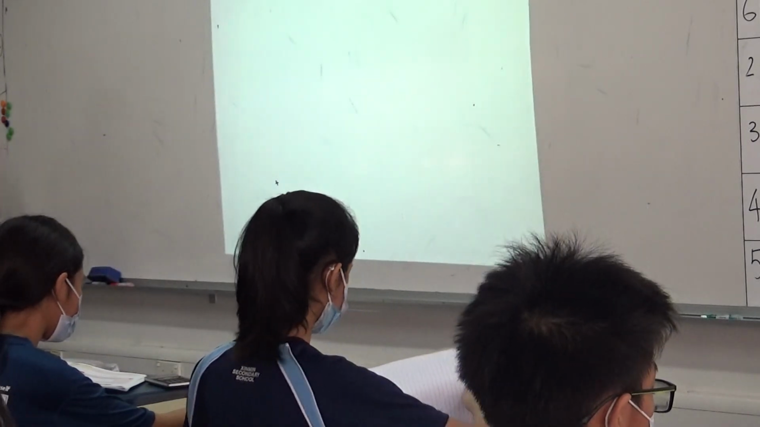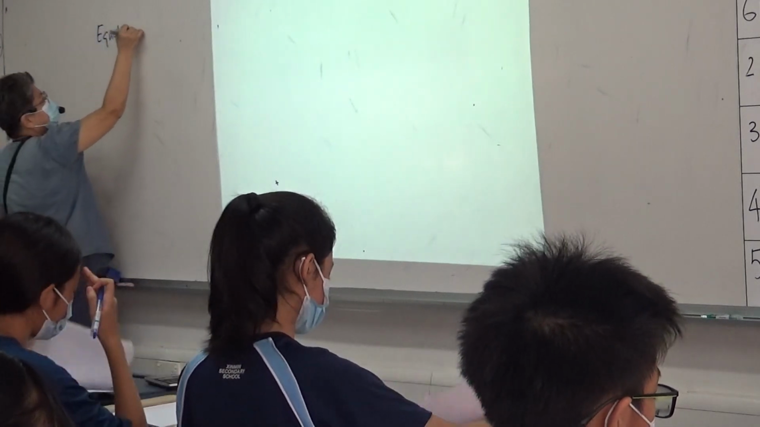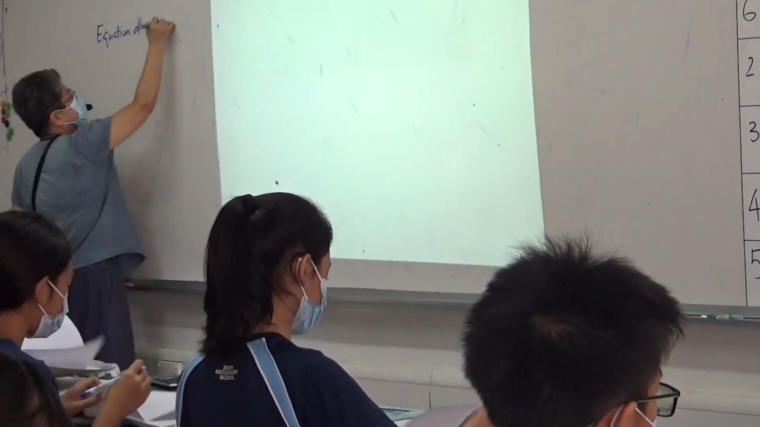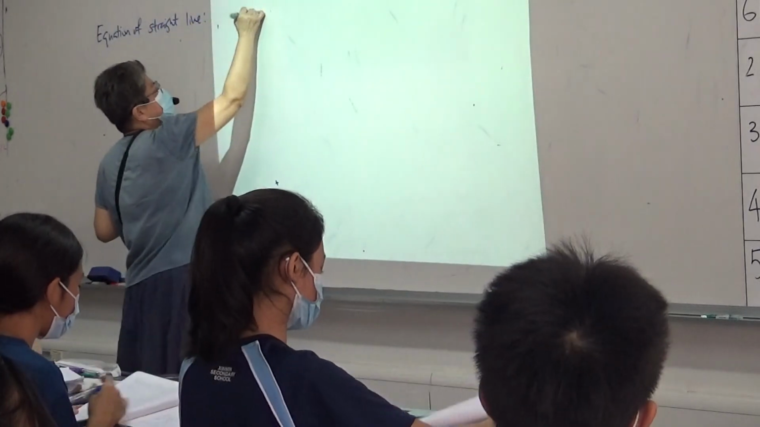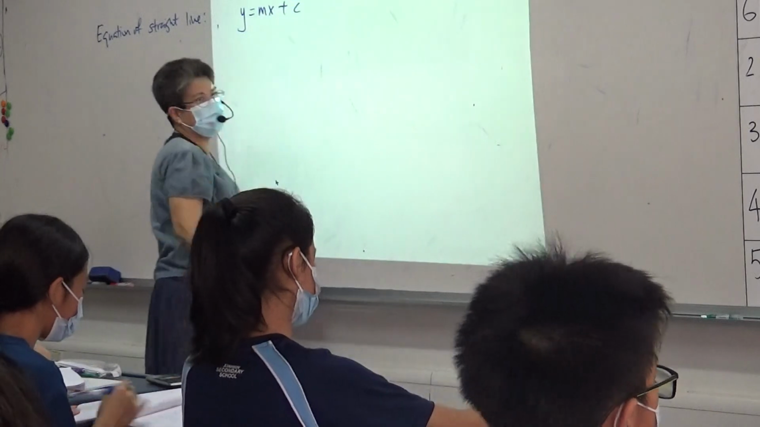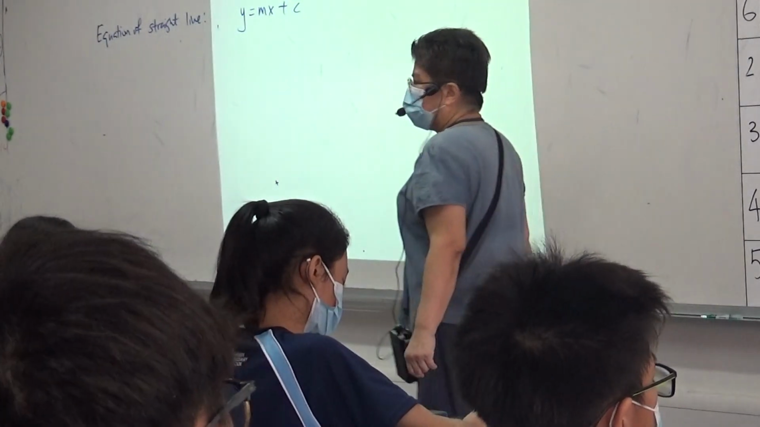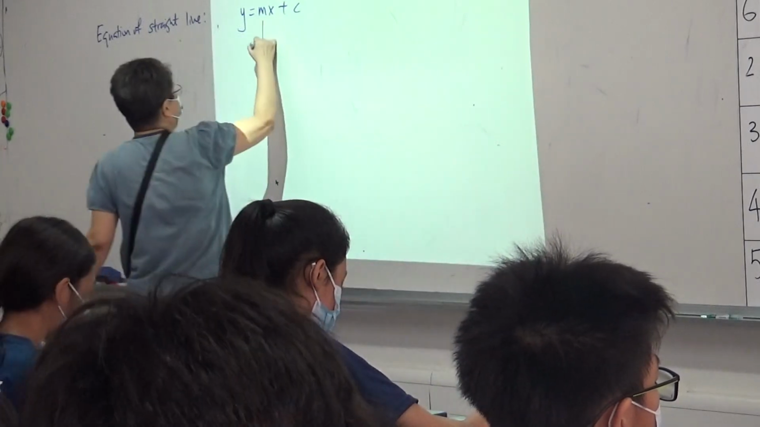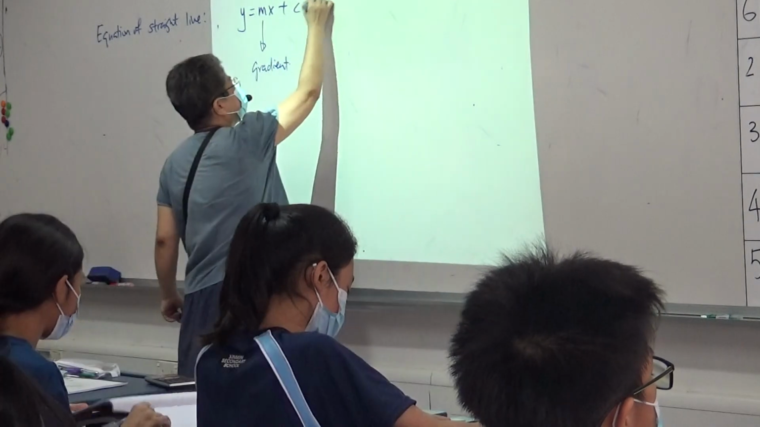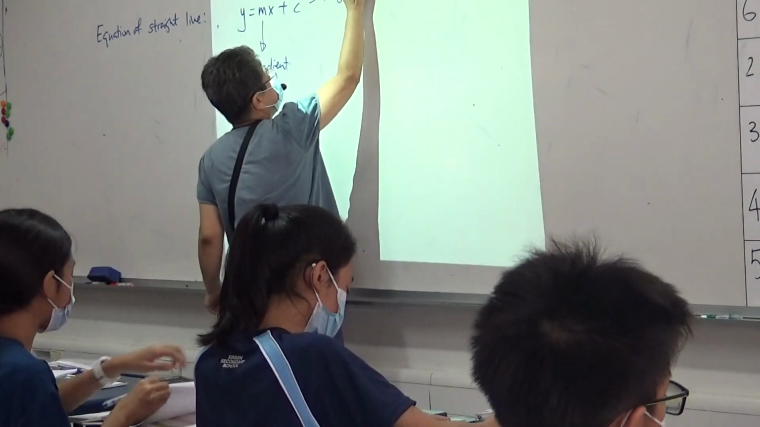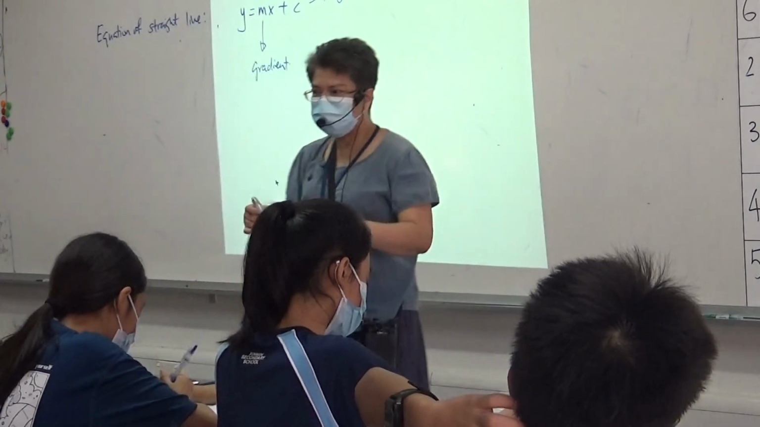The equation of a straight line. All of you write down: the equation of a straight line is in the form y = mx + c, where m represents the gradient and c represents the y-intercept.